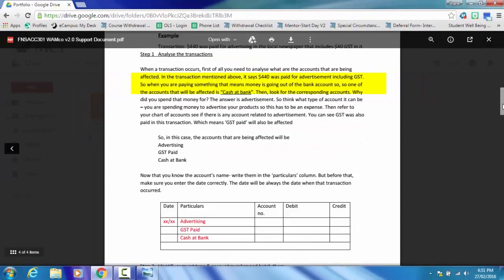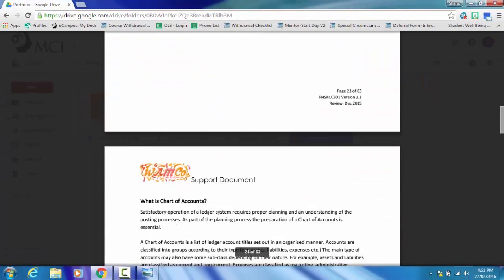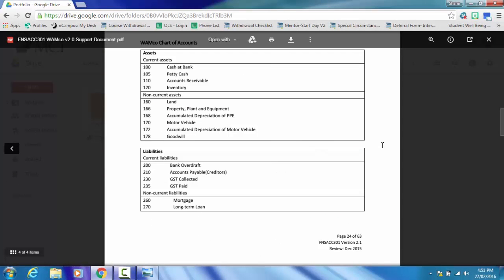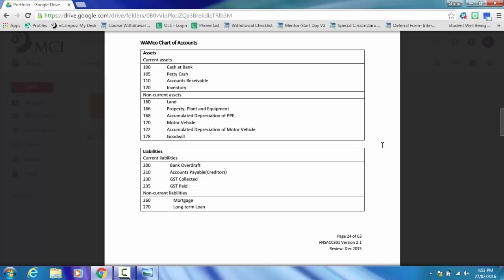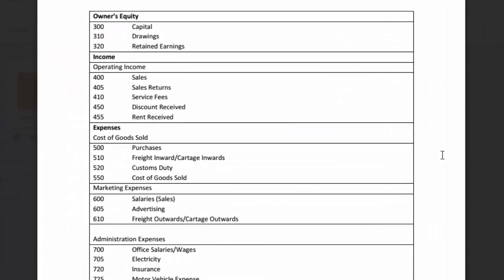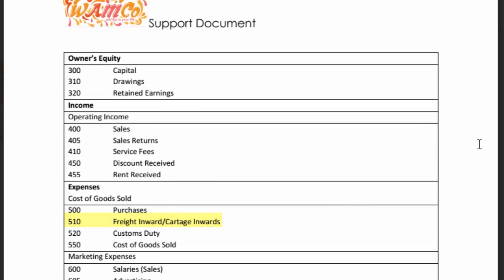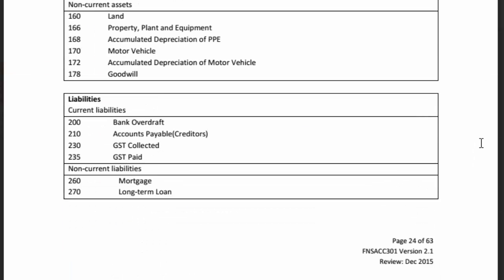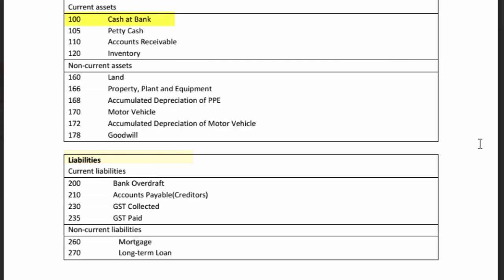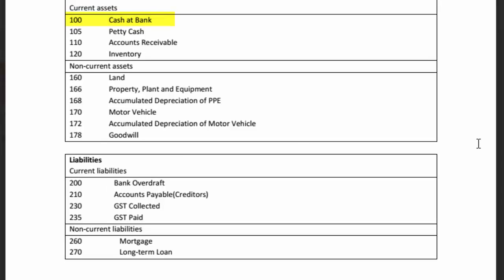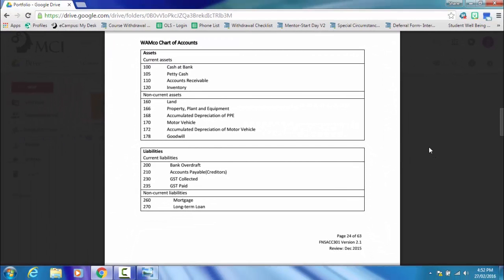Yes, certainly. Thank you. So in your chart of accounts, you would be able to see that the accounts we're going to use for this transaction are advertising, which is account number 605. It comes under your marketing expenses. The next one is GST paid, which is account number 235, which comes under current liabilities, and you have cash at bank, which is 100, and that comes under current assets. So once we have analyzed the transaction, we know what accounts are affected.